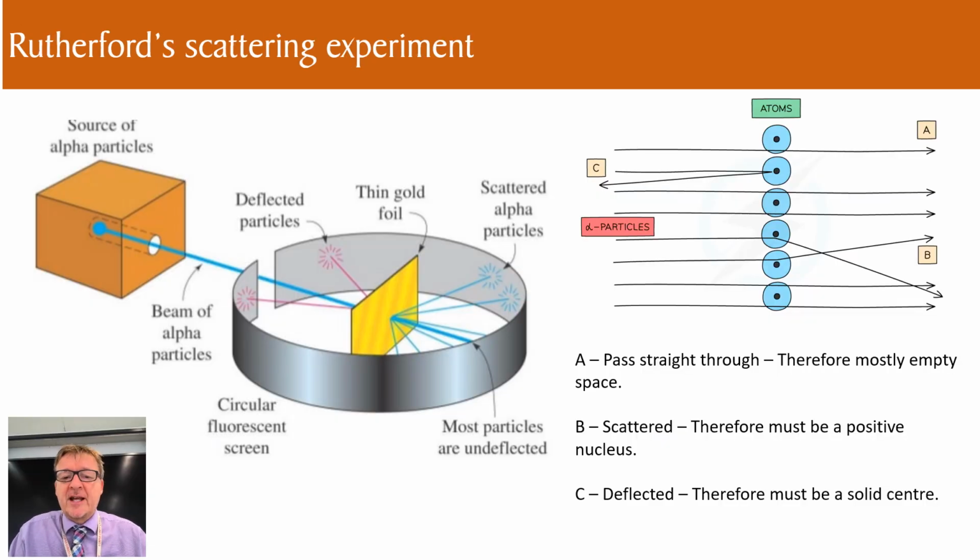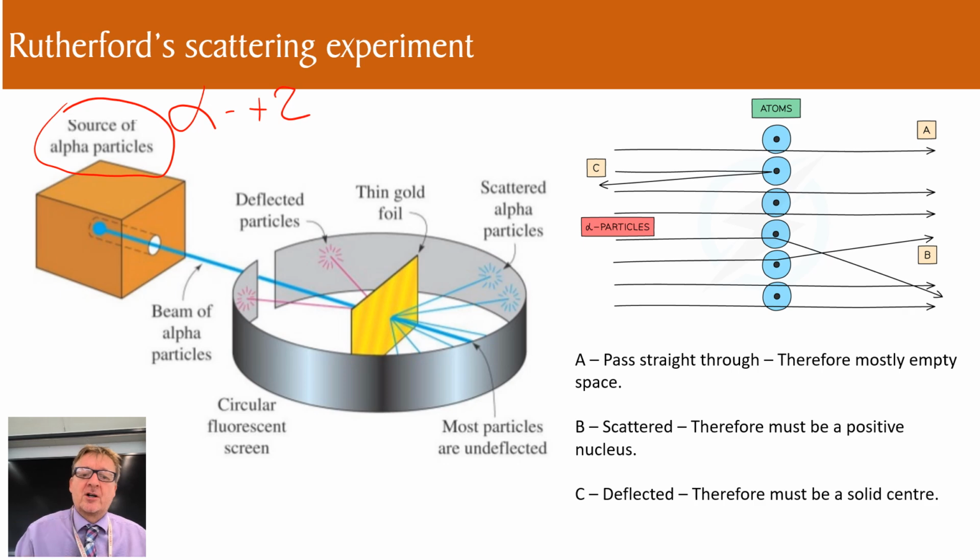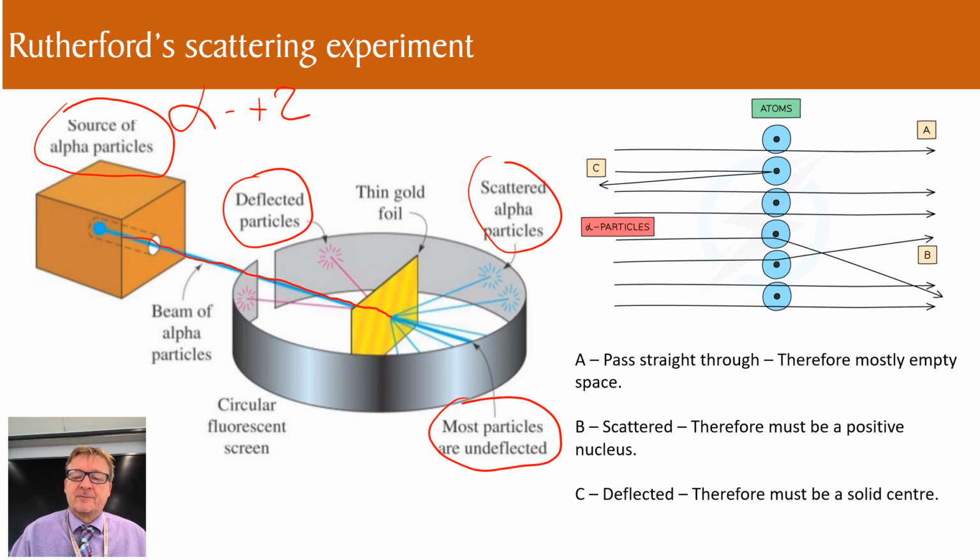Now this is the one I was talking about before, Rutherford's scattering experiment. What Rutherford did is he had a source of alpha particles. Those alpha particles are positive 2 in charge. He shone these alpha particles at a piece of thin gold, and he noticed that most went straight through, some scattered, and some were deflected. So he came up with some conclusions.